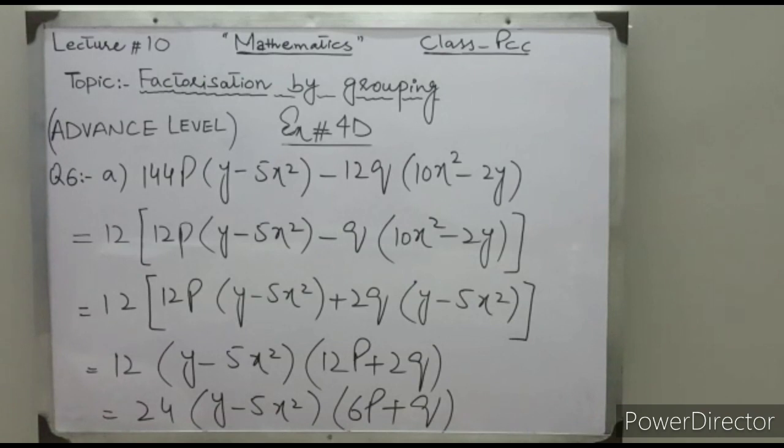Students, this is our 10th lecture for chapter 4. Our today's topic is the previous one, which is factorization by grouping, exercise 4D. Today we will discuss advanced level questions. Question number 6, part A.